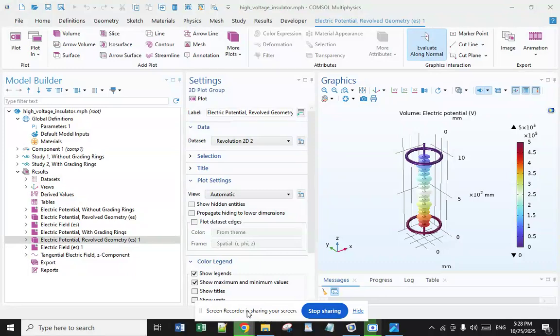And what are the advantages and applications? A significant advantage of support insulators is their ability to withstand high mechanical loads while providing a high degree of electrical isolation.